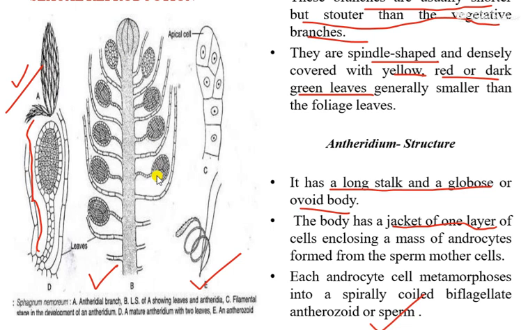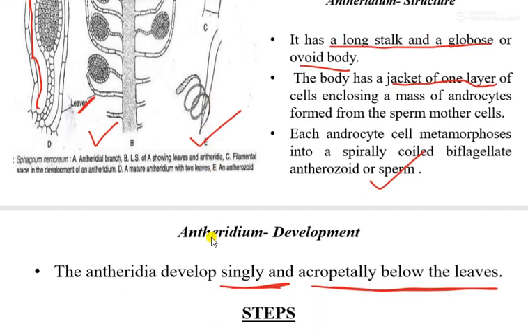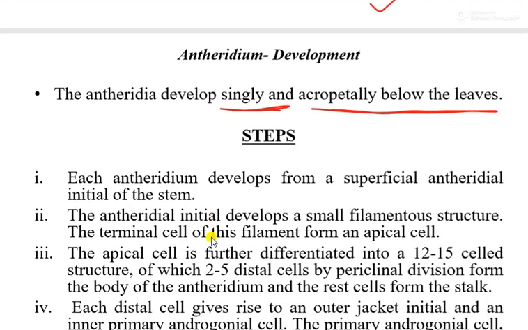What do you find here? These are antheridia, right? How are these arranged? Acropetally, meaning the youngest ones will be at the top and the oldest ones will be at the bottom. And what do you find? They are separated by a different kind of leaf. These are the leaves. So let's repeat the same line again.